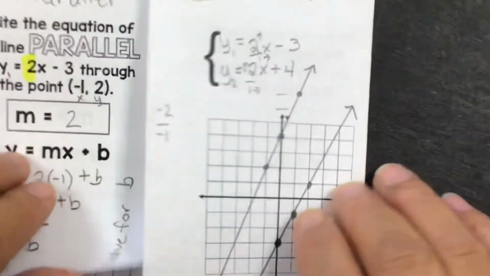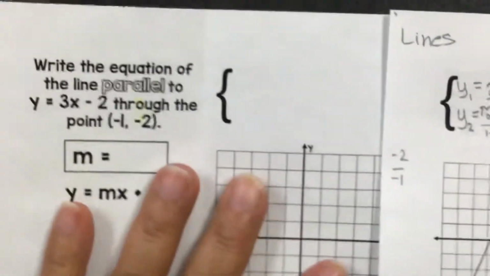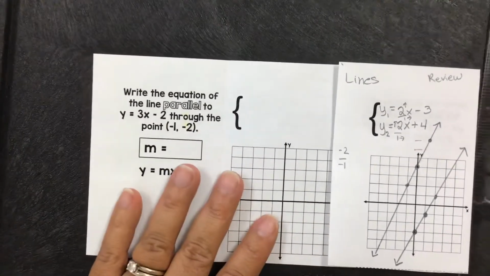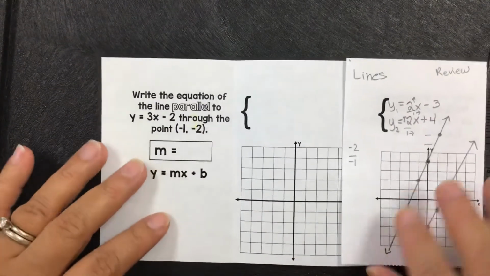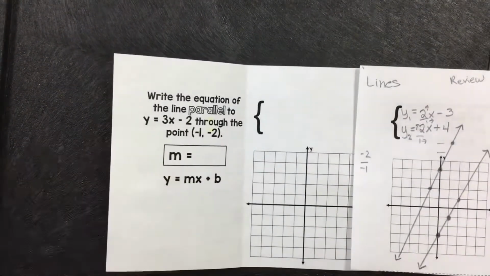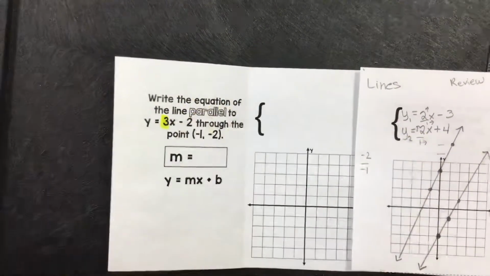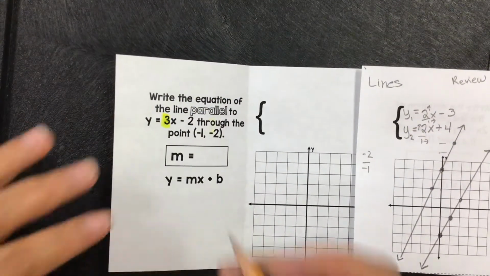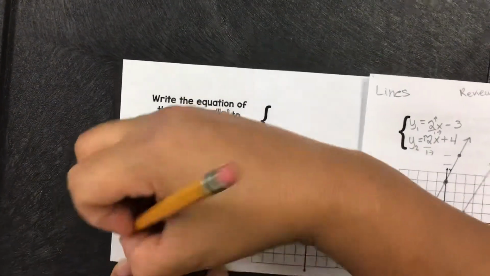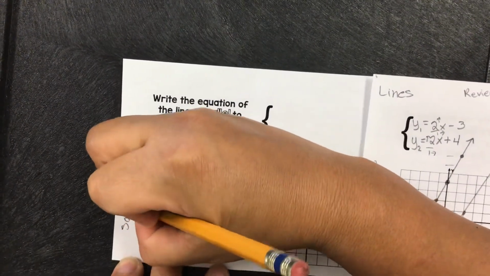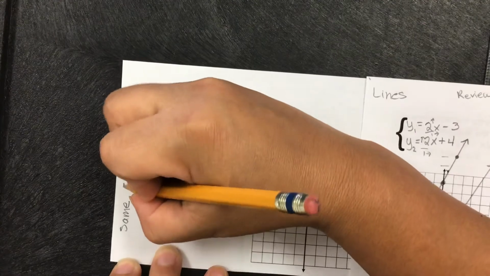All right, inside, we have this side over here. This is parallel lines. The first thing that we need is the slope. This one gives us the slope right here. So we know that we're going to use 3 because it has the same slope. Parallel lines have the same slope.